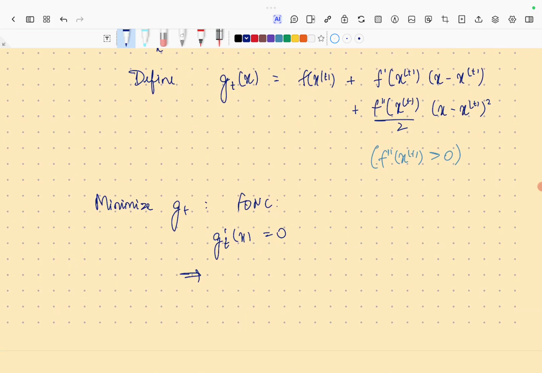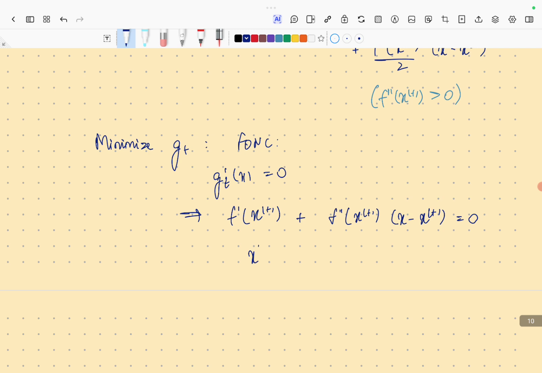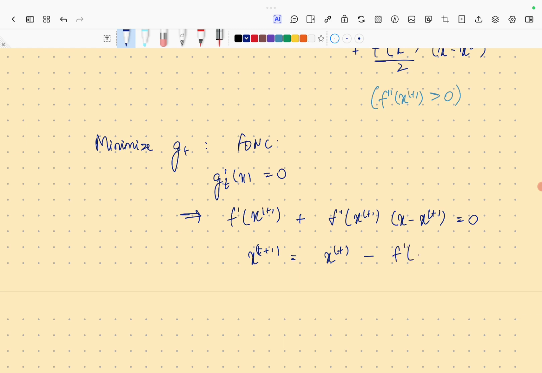And what does that give us? My x t plus 1 is going to be equal to x t minus the derivative of f at xt divided by the second derivative of f at xt. Any questions?